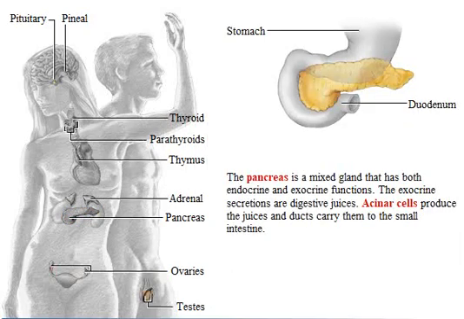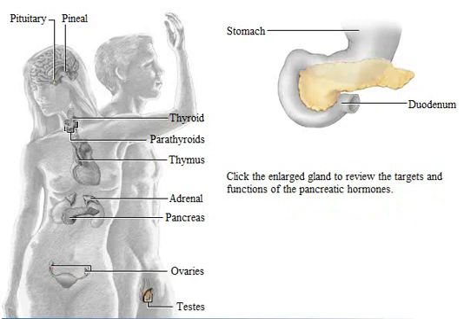The pancreas is a mixed gland that has both endocrine and exocrine functions. The exocrine secretions are digestive juices. Acinar cells produce them and ducts carry them to the small intestine. Click the enlarged gland to review the targets and functions of the pancreatic hormones.